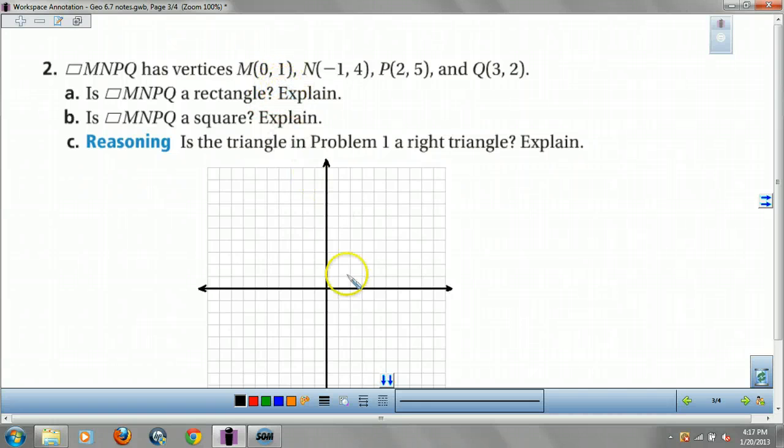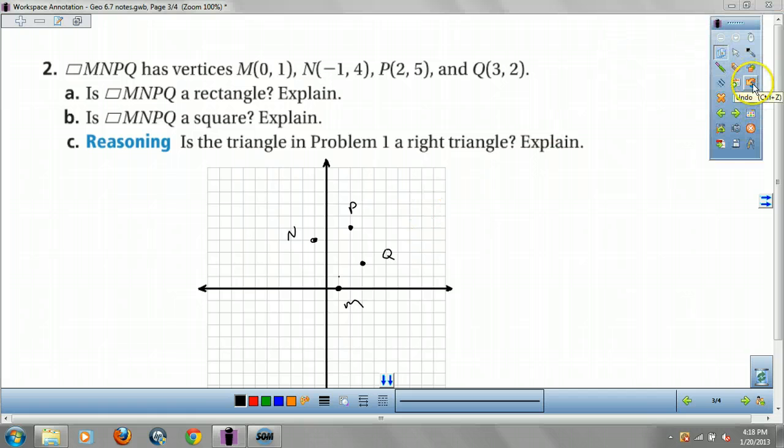It looks like it's going to have four sides. M is at (0, 1). We've got to figure out where all this stuff is going to be. N is at (-1, 4). P is at (2, 5), and Q is at (3, 2). Okay, so let's play connect the dots.